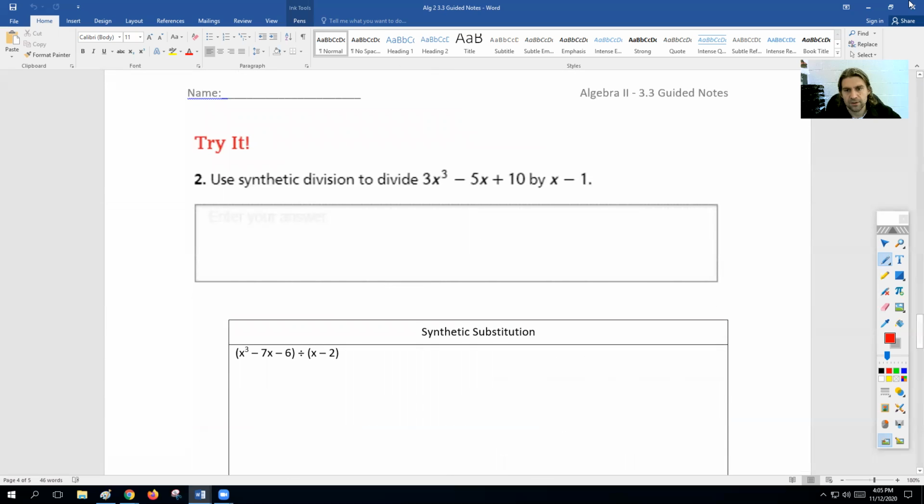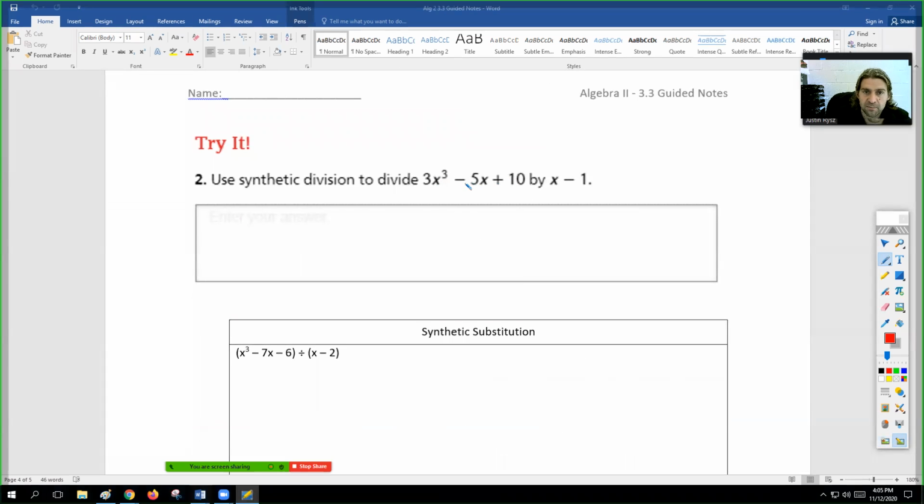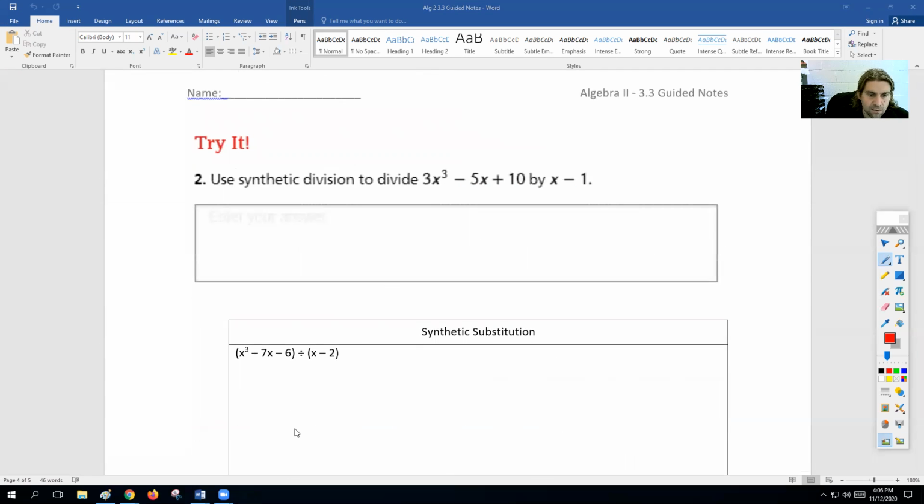Okay. So let's go through this here, make sure we know. So synthetic division. If I'm going to divide 3x cubed minus 5x plus 10 by x minus 1. First thing we got to figure out is what number, oh, you guys can see that. Click the wrong button. What number makes x minus 1 equal to 0? That'd be a positive 1.